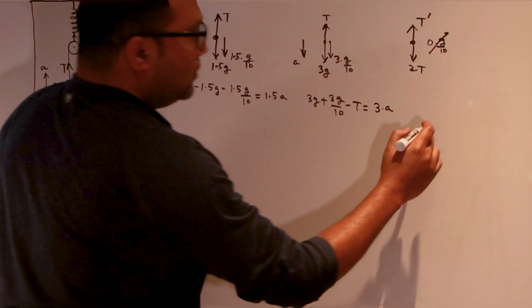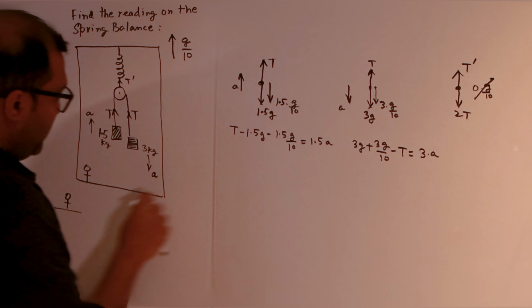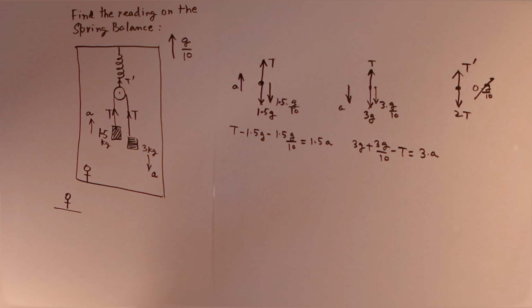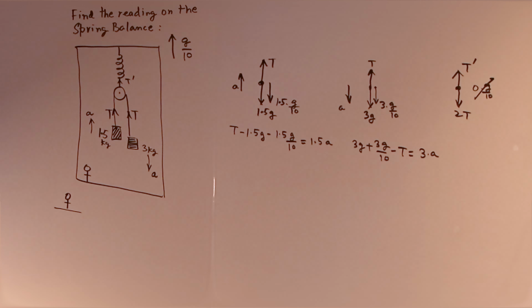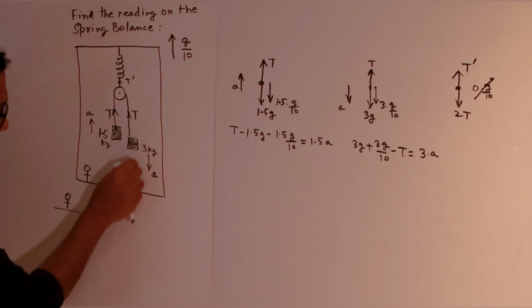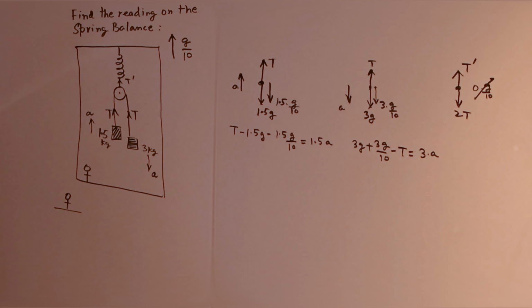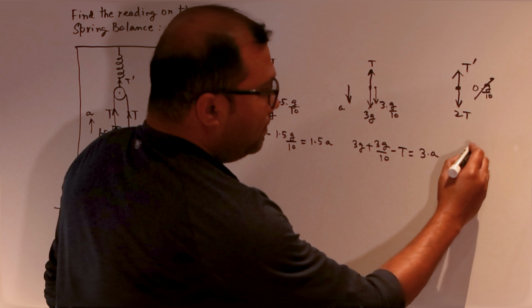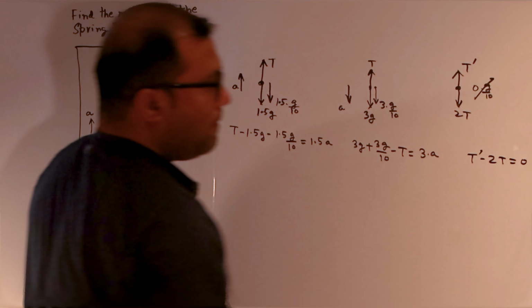And for this one, one more thing. These are all happening as observed by the observer inside the elevator. Now, what does the observer see about the massless pulley? Is it accelerating anywhere? Is it going up or down? No. For him, it is at rest. This is coming down with some acceleration, this is going up with the same acceleration, but the pulley is at rest. So for him, T dashed minus 2T should be equal to 0.